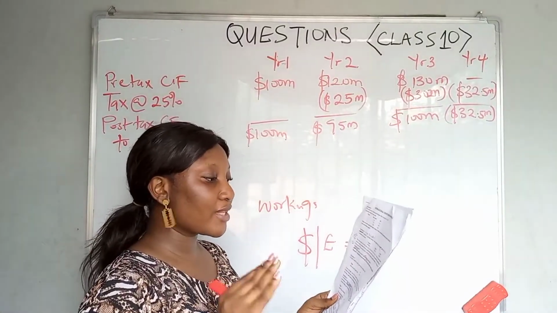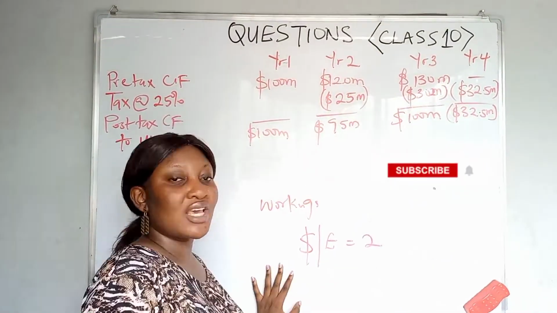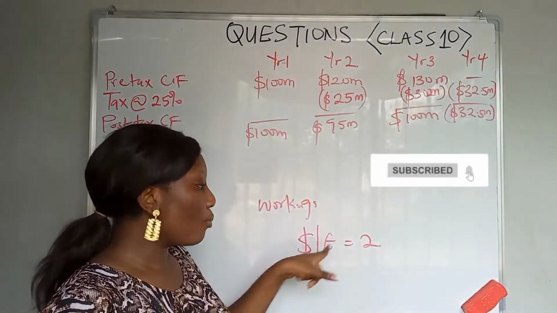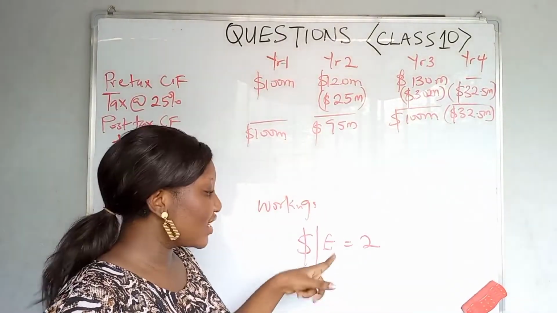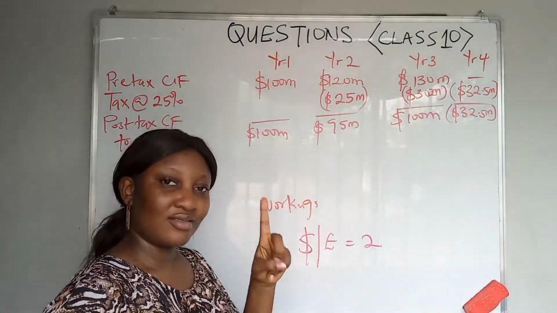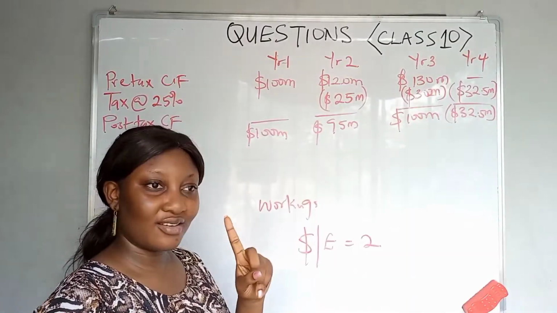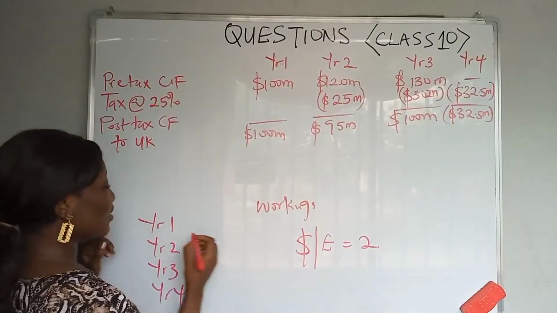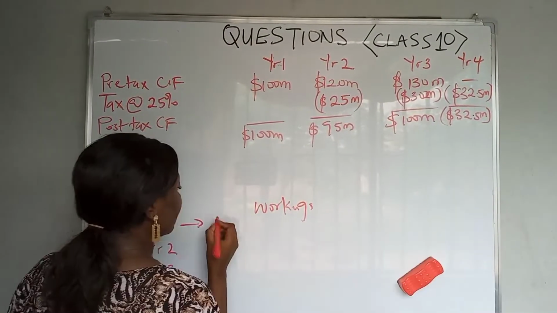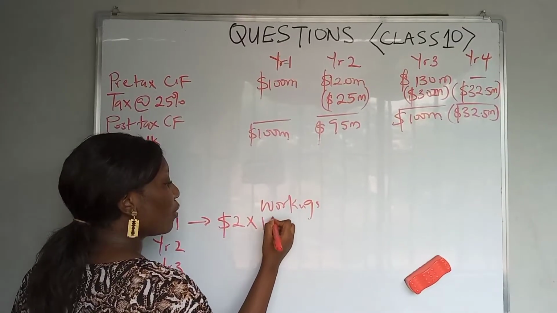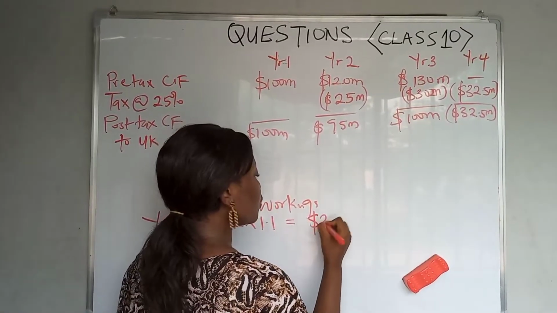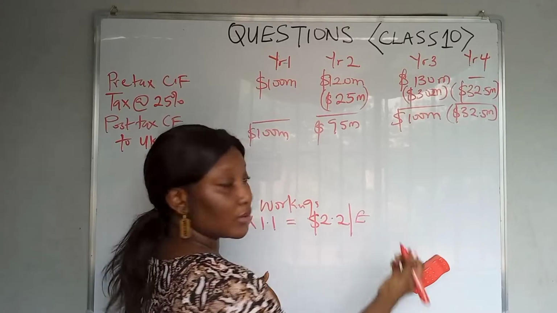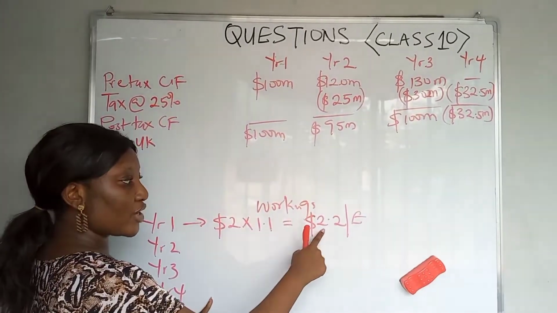The US dollar is expected to weaken by 10% per annum, meaning that you are going to give more of the US dollar to get just 1 UK pound, right? So in year 1, it's going to be $2 multiplied by 1.1, $2.2 to £1. You can see it's weaker because you are now giving more.